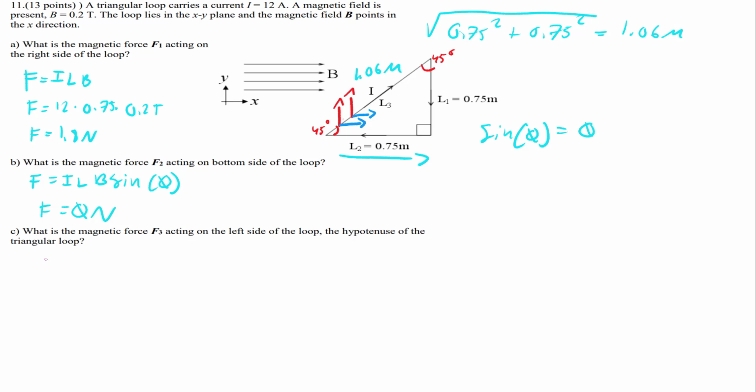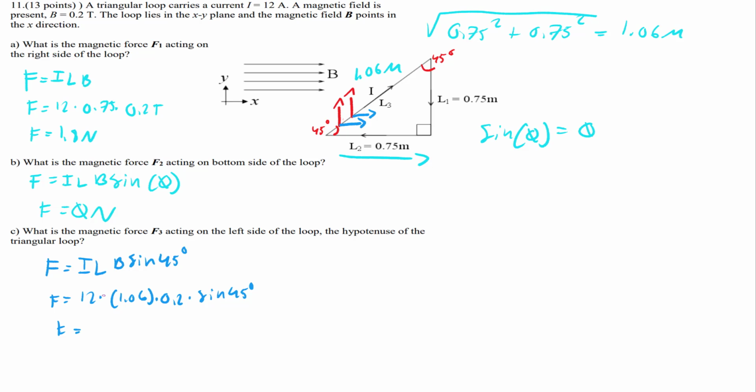And so we can say that the force is equal to the amps times the length, which we said was 1.06, multiplied by the B field, and then multiplied by sine. Notice that it's not a 90-degree angle anymore. We're at some angle, and we said that angle is 45 degrees, so it's sine of 45 degrees. That means we have 12 times 1.06, multiplied by 0.2, multiplied by sine of 45 degrees. Let's calculate it.